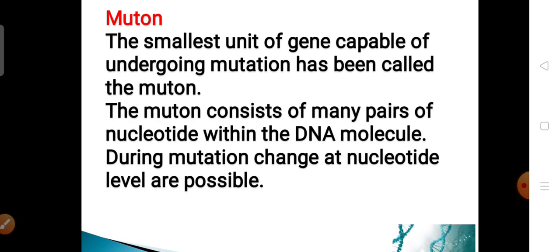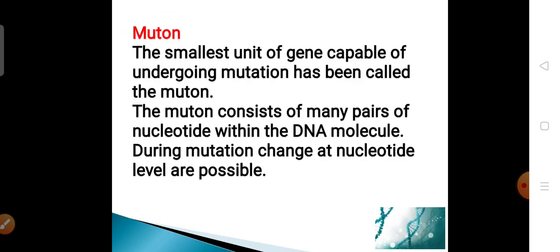During mutation, changes at the nucleotide level are possible. That means one base may be substituted or replaced by another base. Maybe one base may be deleted, or one base may be added. So changes at the nucleotide level occur during mutation. Okay, so what is a muton? The smallest unit of gene capable of undergoing mutation.